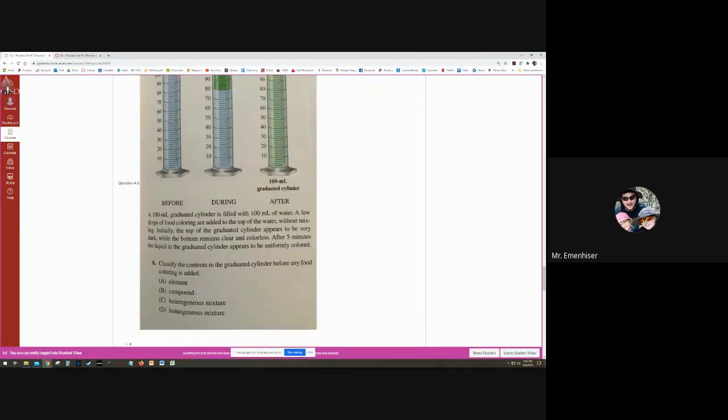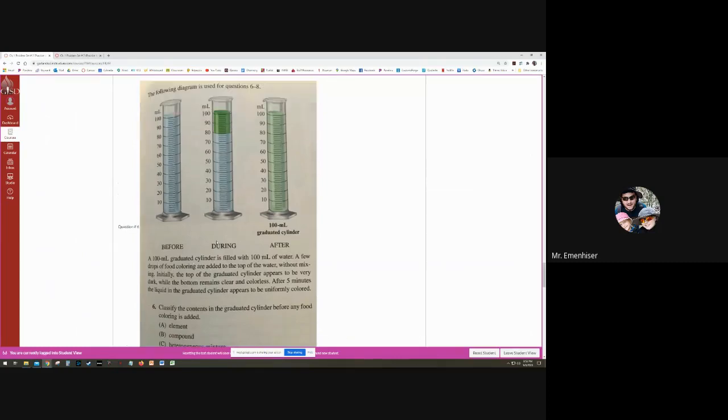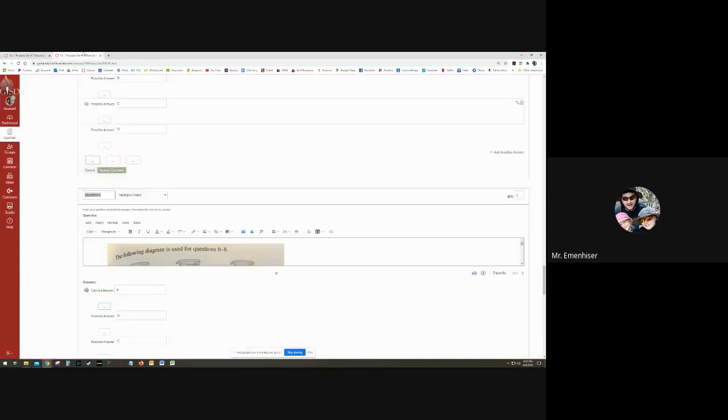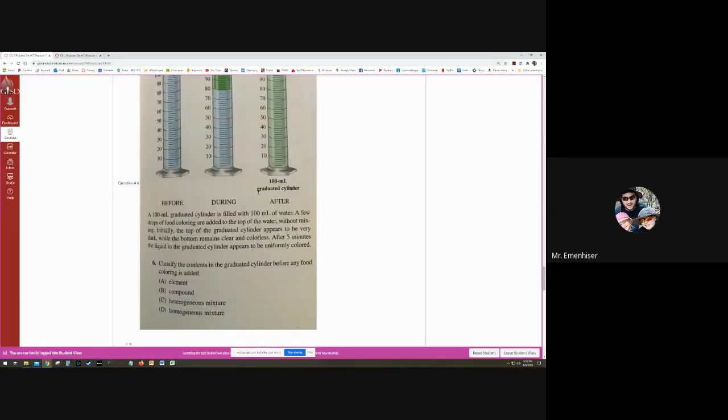Okay. This is a compound. A 100 milliliter graduated cylinder is filled with water to the 100 milliliter mark. A few drops of food coloring are added to the top of the water without mixing. Initially, the top of the graduated cylinder appears to be very dark, while the bottom remains clear and colorless. After 5 minutes, the liquid in the graduated cylinder appears to be uniformly colored. Oh, okay. So after it's done, it mixes and everything's good. So did we say compound here? Correct answer is compound.